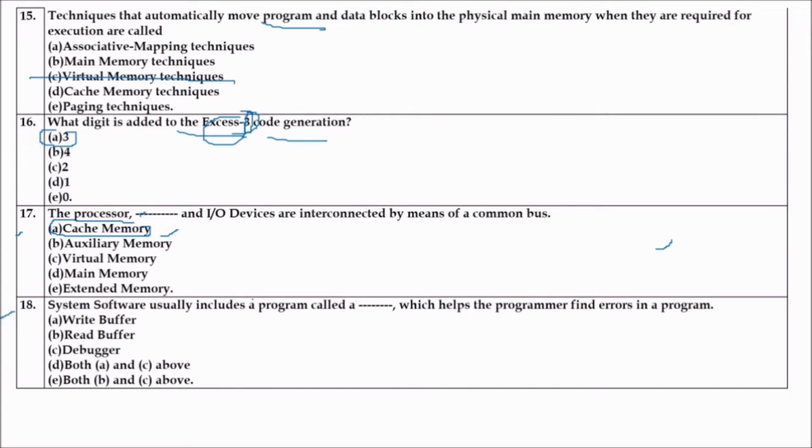18. System software usually includes a program called a dash, which helps the programmer to find errors in the program. System software usually includes a program called what? The answer is debugger. Debugger is a program which finds errors in the program.